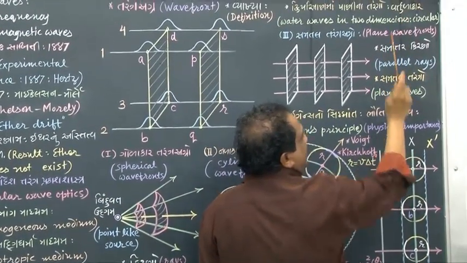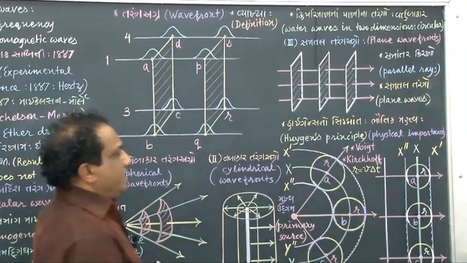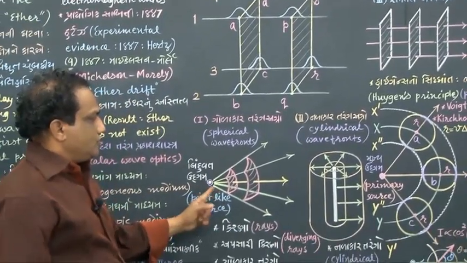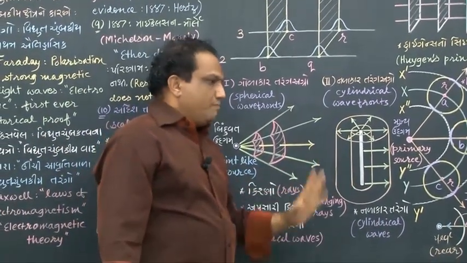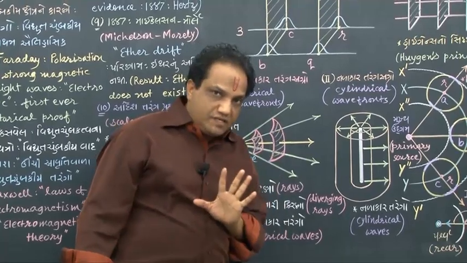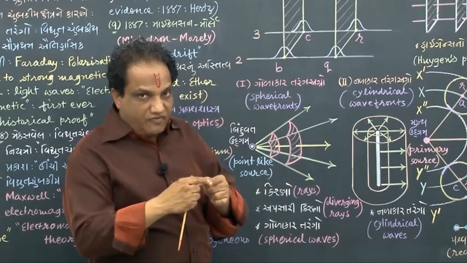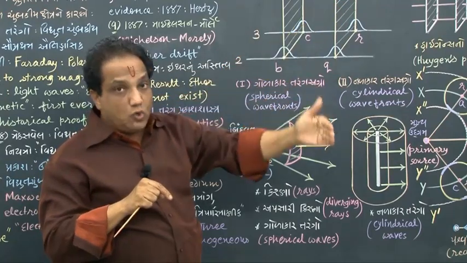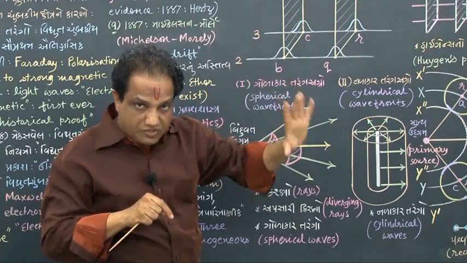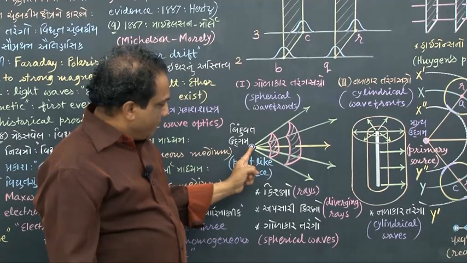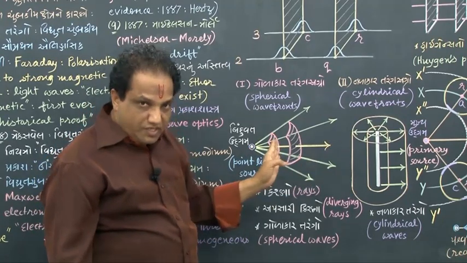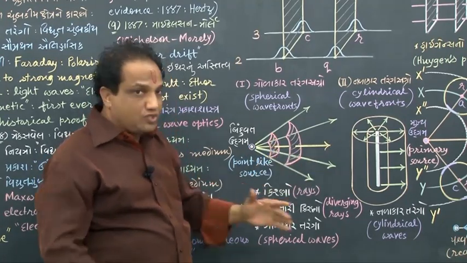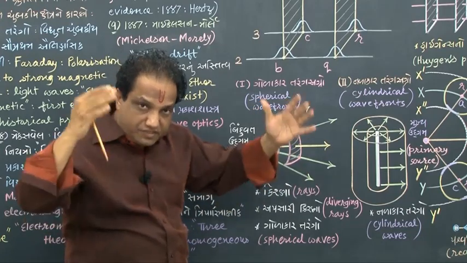In case of plane wavefronts, you may take either a point-like source or a linear source, but the most important condition is that you must think of such wavefronts at infinite distance from the source, and that too locally in a limited part. See, as you move away from the source, you can see here the size of wavefronts grows, increases.